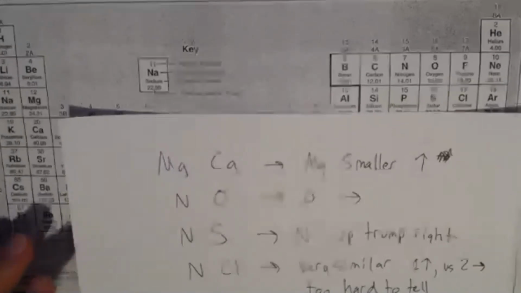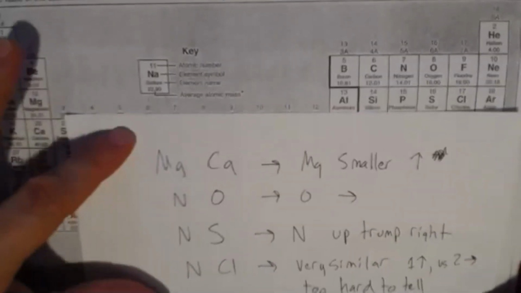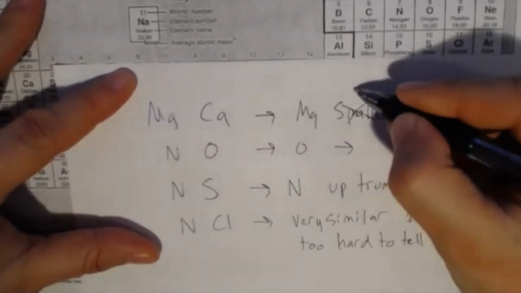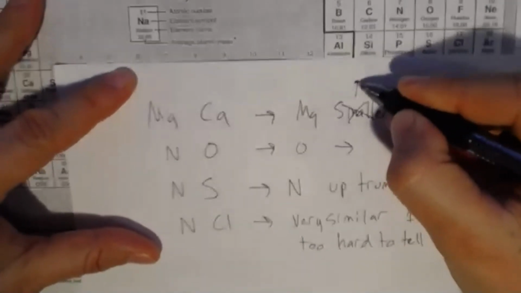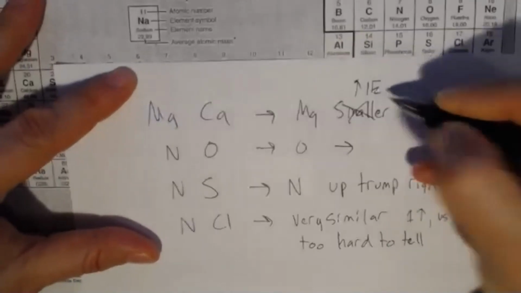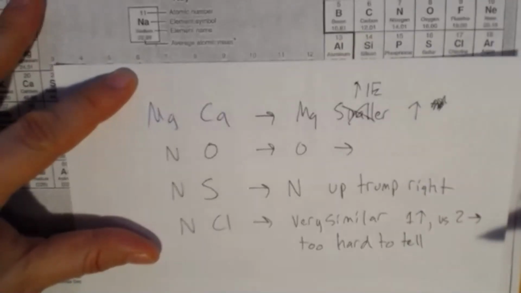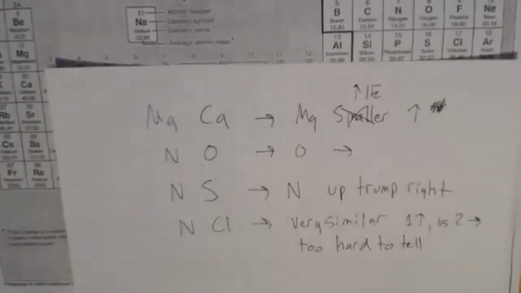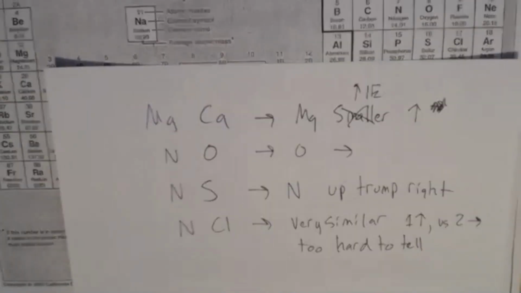Okay. And I could ask the same question. Instead of saying smaller, I could say, what has a higher ionization energy, right? Or I could say, what has a stronger electron affinity, right? Same kind of result. Let's go back to the PowerPoint.